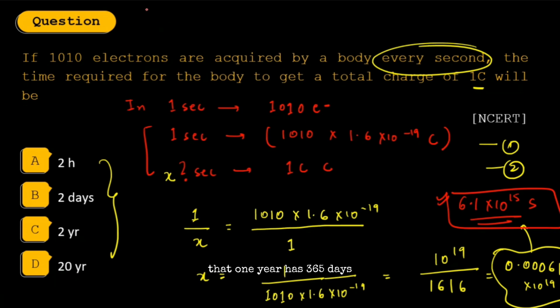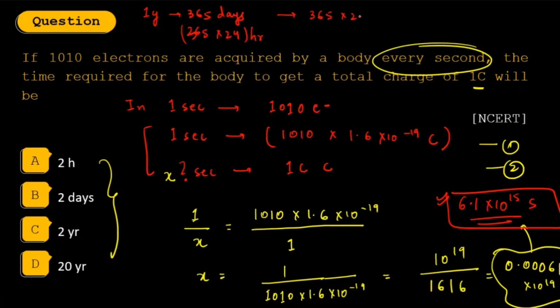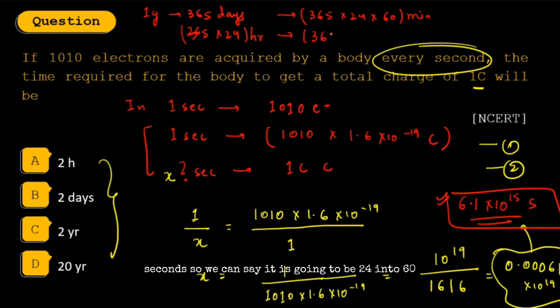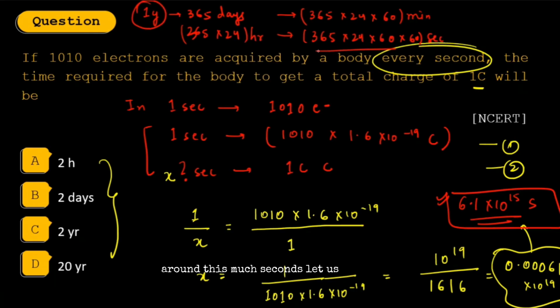So I know that 1 year has 365 days. Similarly, every day has 24 hours. So 365 multiplied by 24 will give us hours. Similarly, every hour has 60 minutes, so we'll multiply the same by 60 and we'll get the whole in minutes. And again, if you have to convert it into seconds, it is going to be 24 into 60 into 60. So this will ultimately give us the result in seconds. So 1 year is equal to around this much seconds.